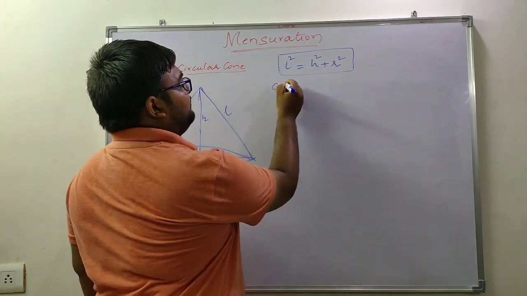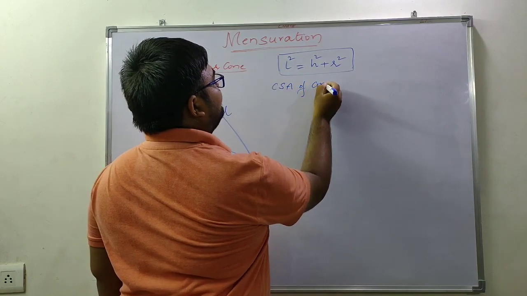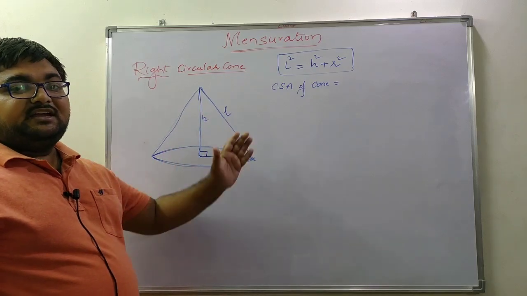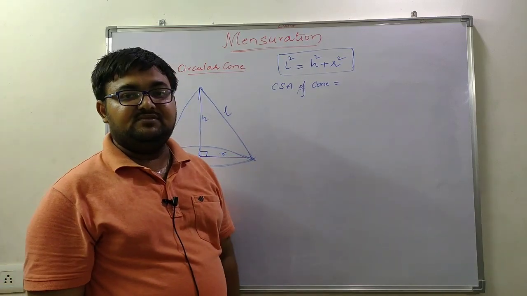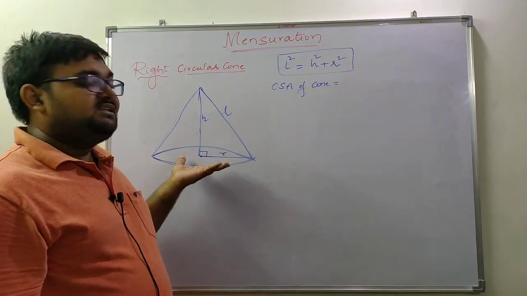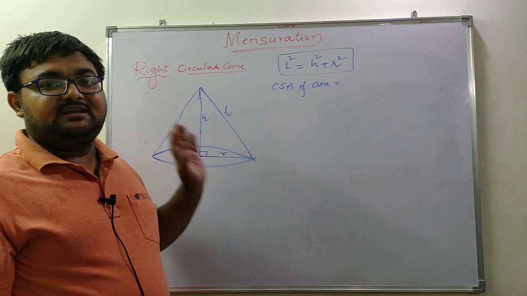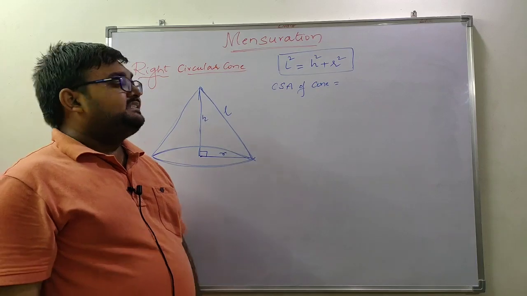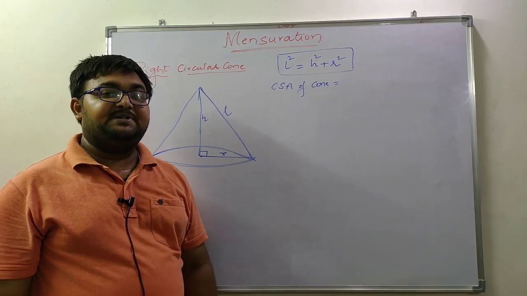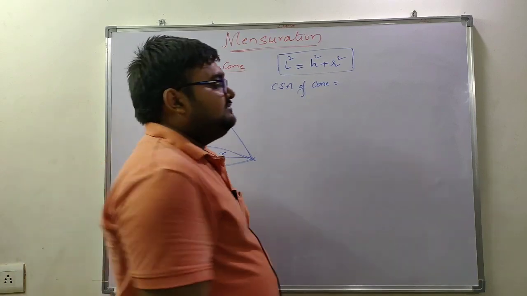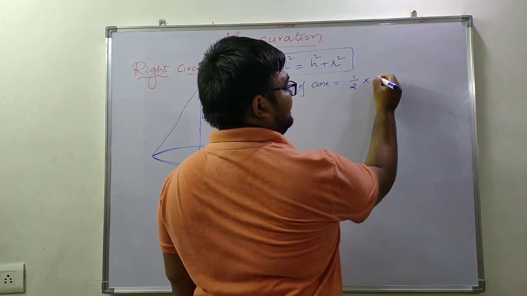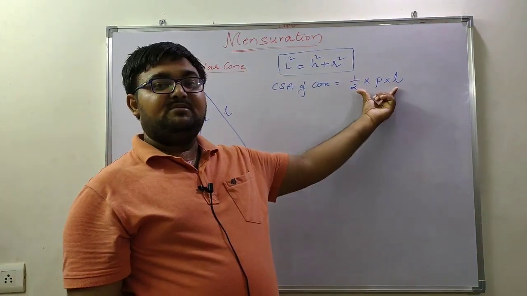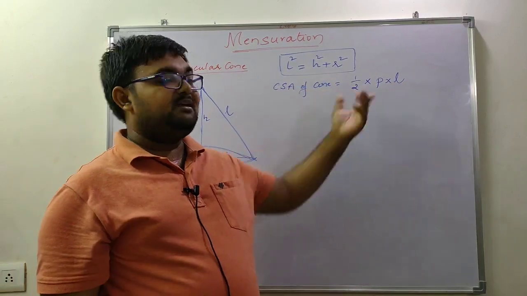Now we are going to talk about the CSA of a cone. Why are we calling it CSA? Since the figure is curving in nature, we call it the curved surface area of the cone. Curved surface area of the cone means, other than the base, we need to take the remaining surface. So what is the formula for the lateral surface area of a pyramid? Half into perimeter of the base into slant height. This is the formula which we have derived for the pyramid, and the same thing we are applying here.